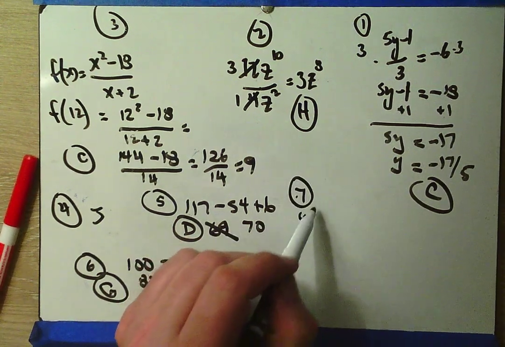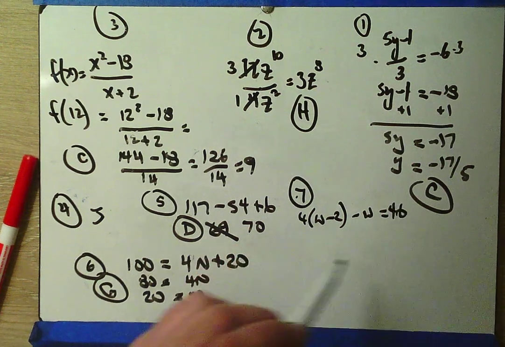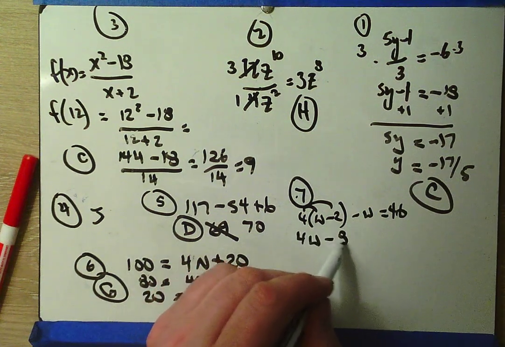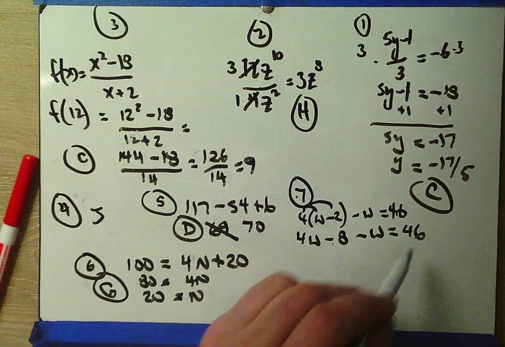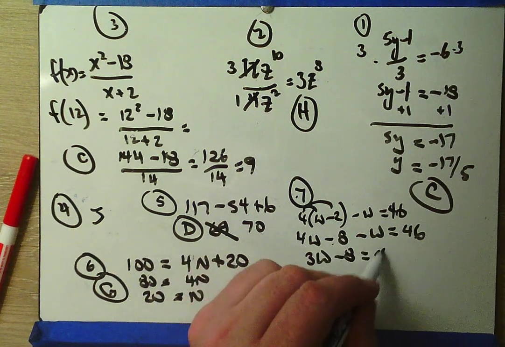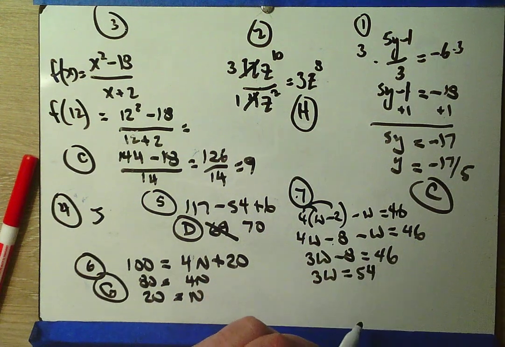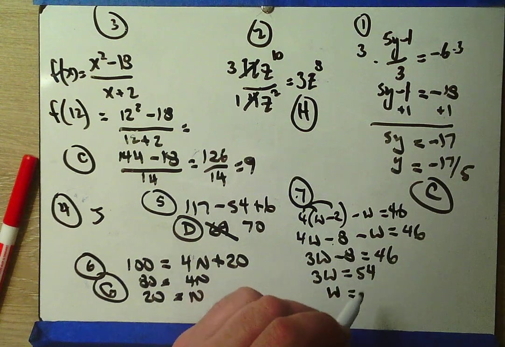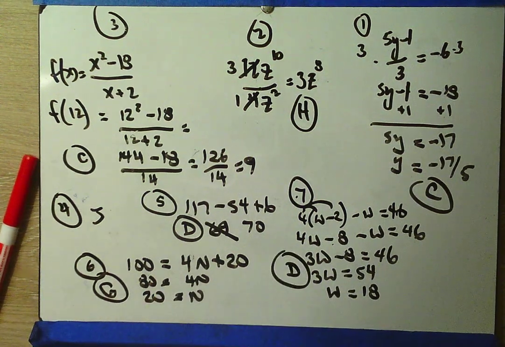If 4(w minus 2) minus w equals 46, then what's w equal? Well, let's distribute. 4w minus 8, 4 times negative 2 is negative 8, minus w equals 46. 3w minus 8 equals 46. 3w equals 54 when we add 8 to both sides. And if I divide both sides by 3, I get 54 divided by 3, or 18, which is choice D. D for number 7.